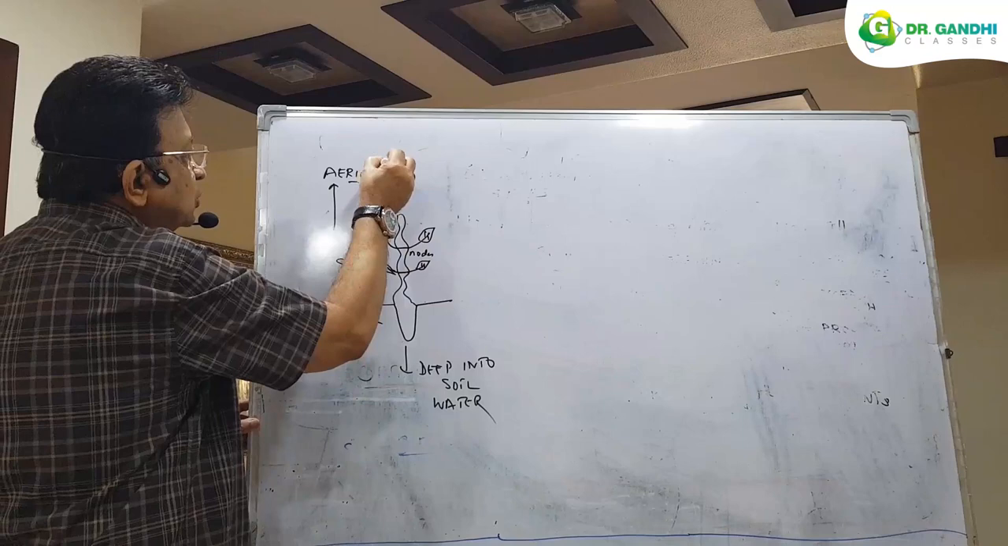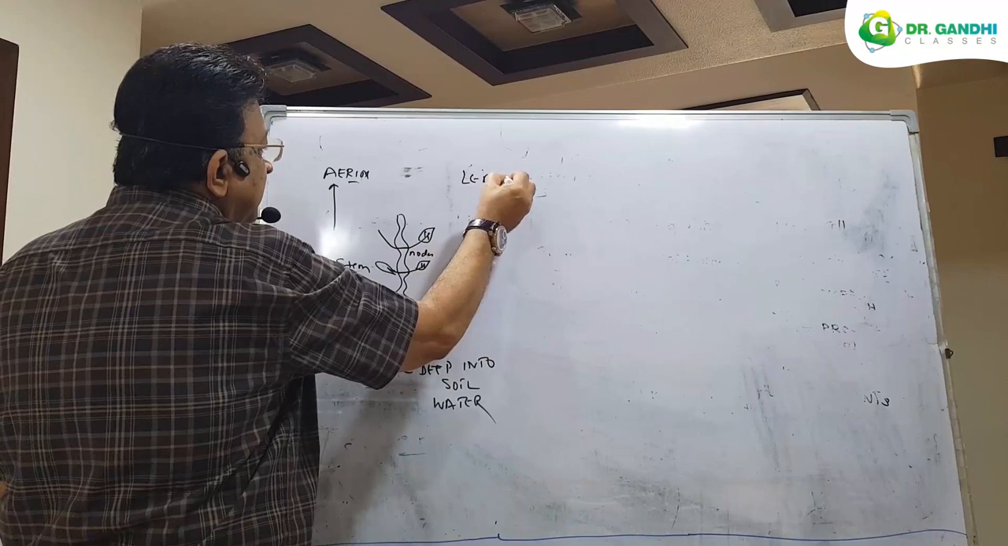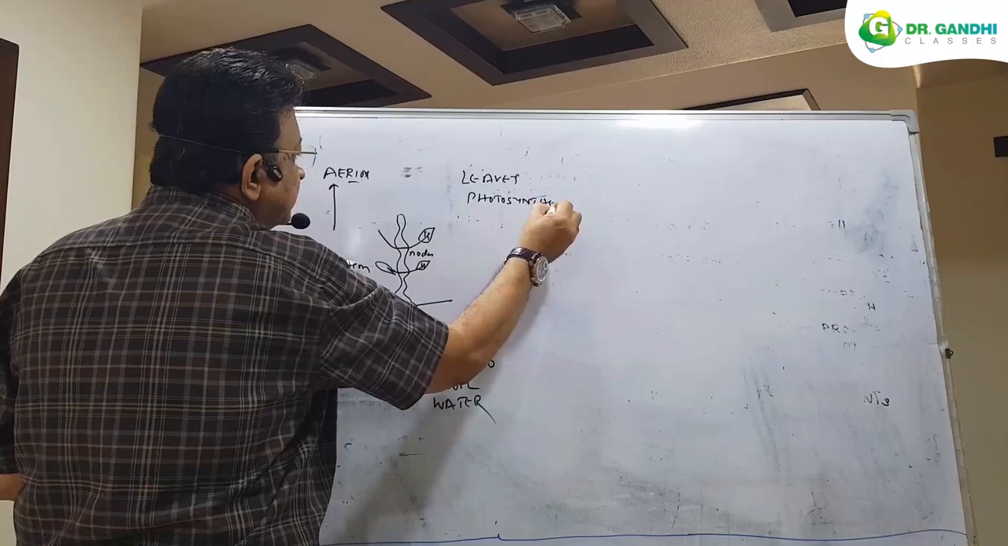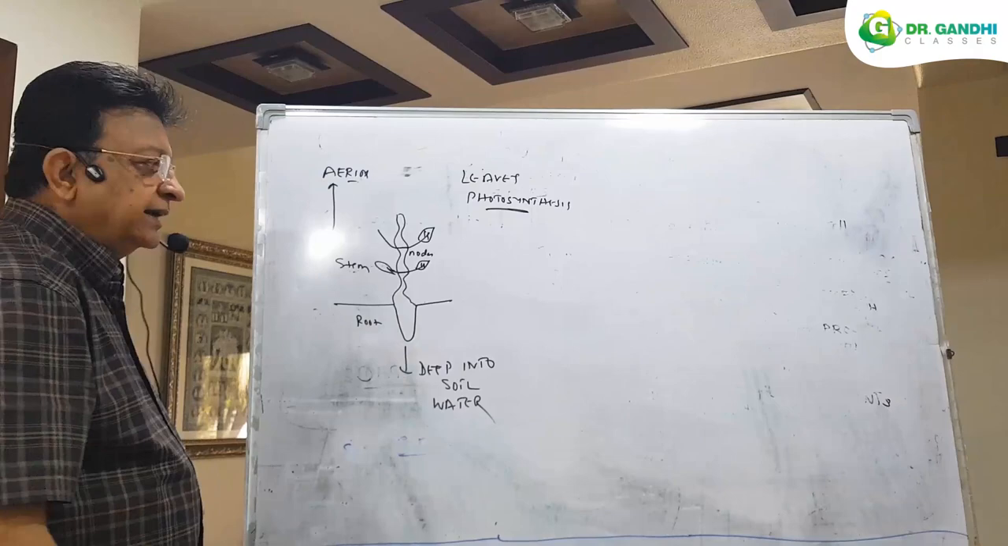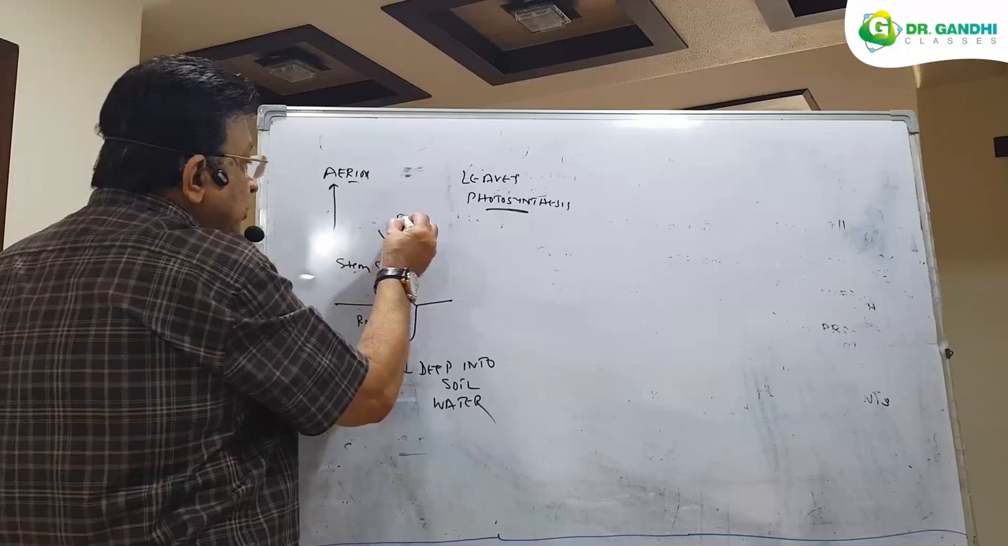So that leaves can perform a function called photosynthesis. Remember, plant is the only organism which can produce its own food. So now we have said that life begins in a cell. Now I'm taking you to two places, basically 1 and 2.